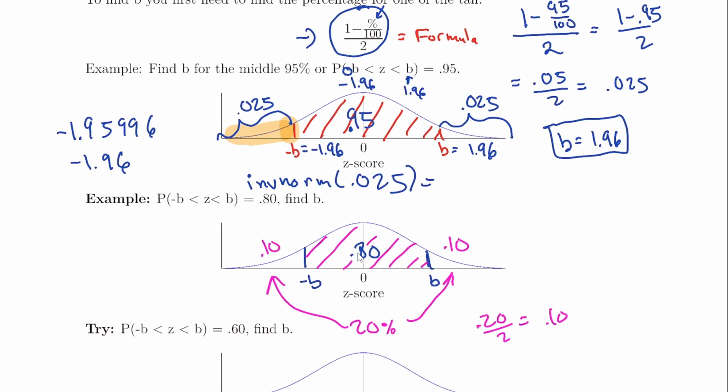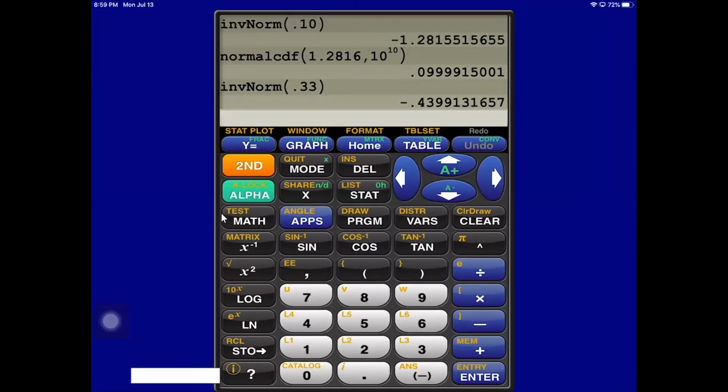Anytime we're doing this type of problem, just find this value. So we're going to do inverse norm. And what should I say the area? 0.10. All right, so let's do inverse norm of 0.10. We go second vars, inverse norm, 0.10. We get negative 1.2816. This should look familiar, we already did this one before.